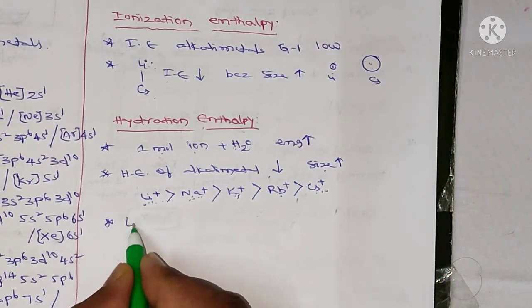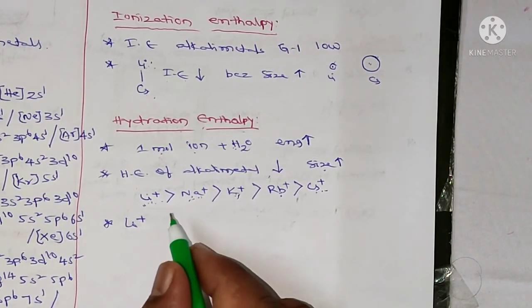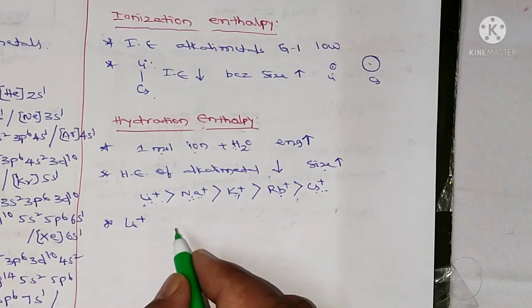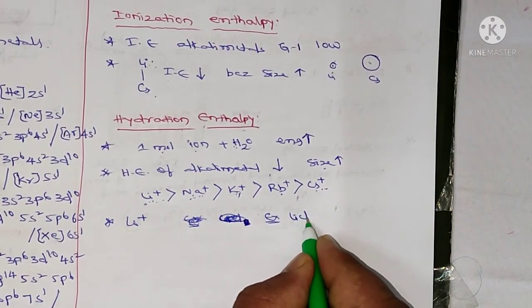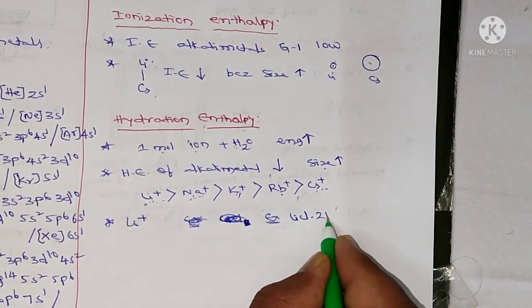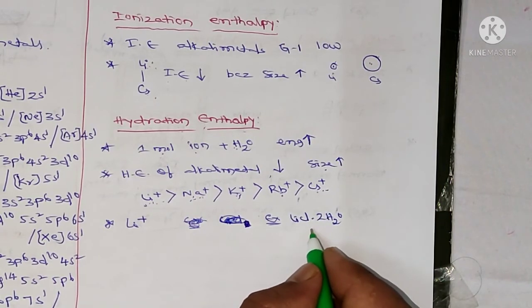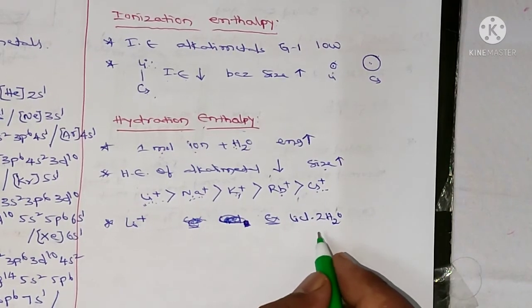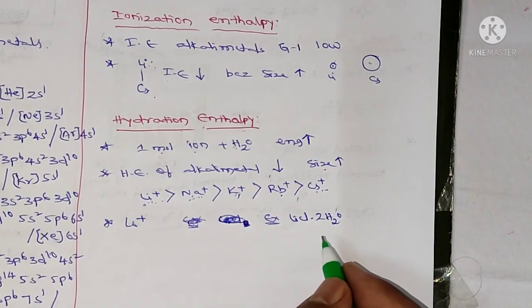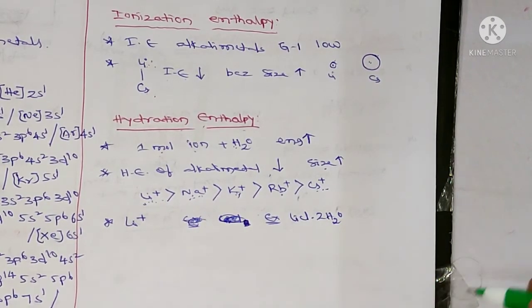Here the lithium plus has the maximum degree of hydration because lithium salts are mostly hydrated. Example, lithium chloride with 2H2O. It is a hydrated lithium chloride. So lithium plus has a maximum degree of hydration because lithium salts are mostly hydrated.